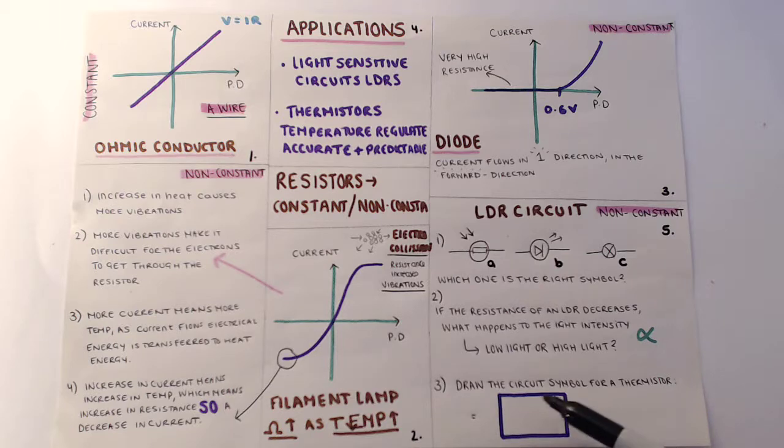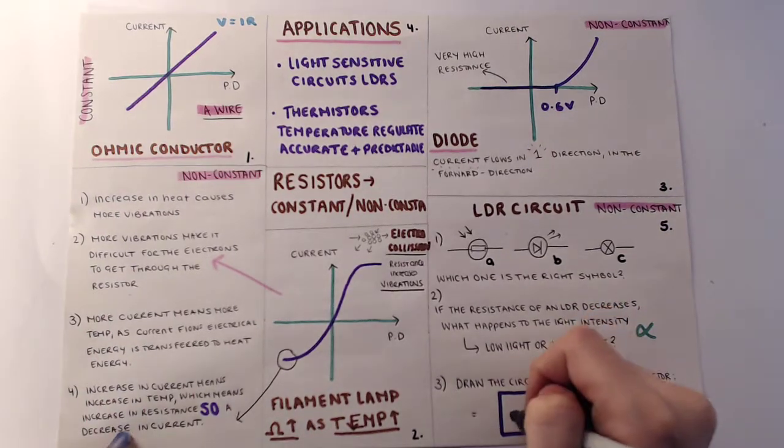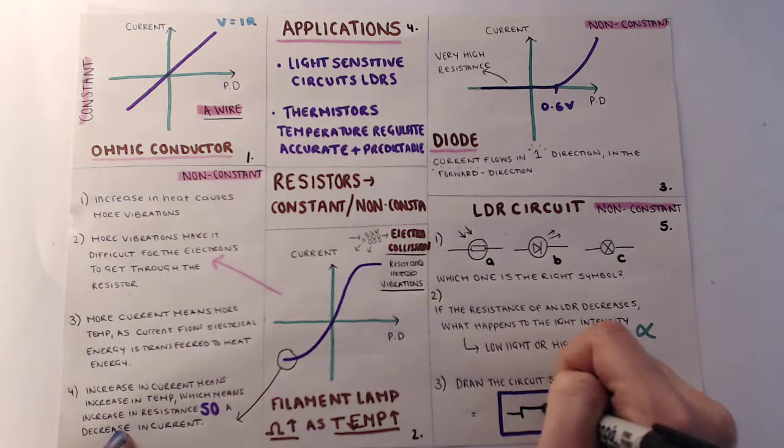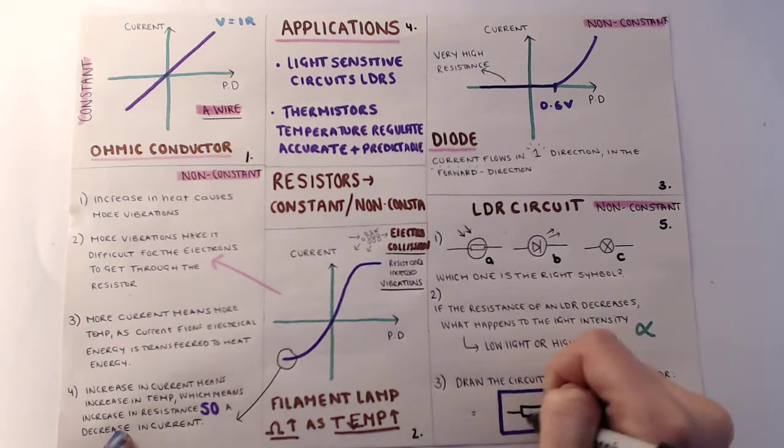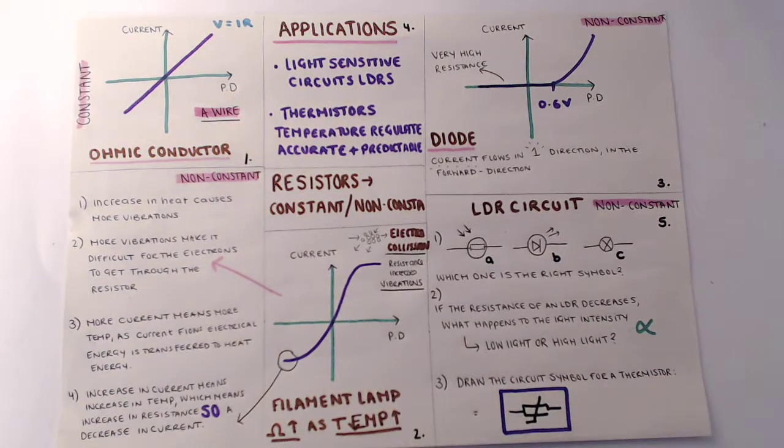Okay, and then I want you to draw a circuit symbol for a thermistor. So pause the video, try it out for yourself. I've given you 3 examples on the left hand side, so just choose whichever one you want. Okay, cool. Hopefully you've unpaused the video now, and you would have noted that for a thermistor circuit, you have sort of like that, and then it tails off like that. So hopefully you would have got that answer.